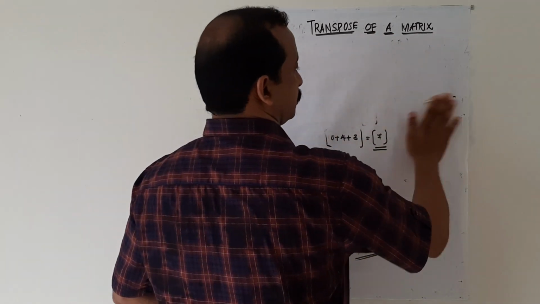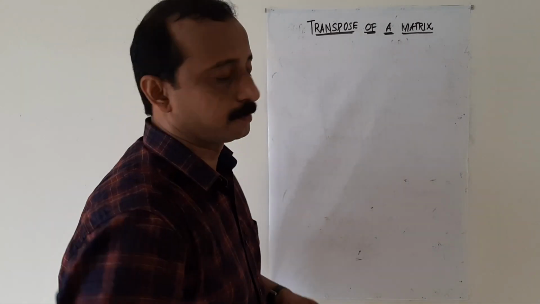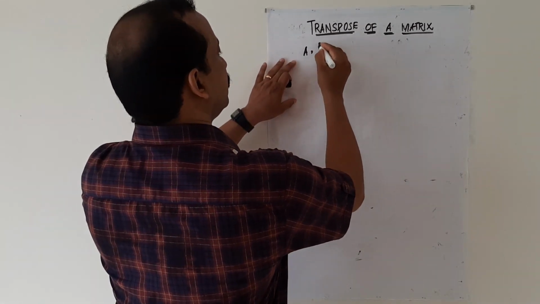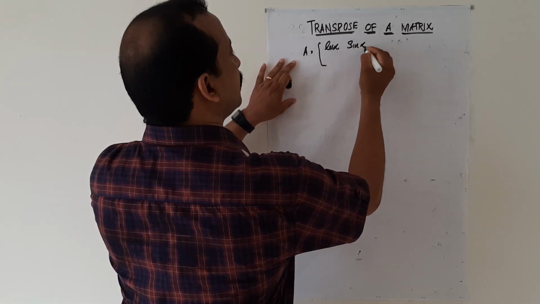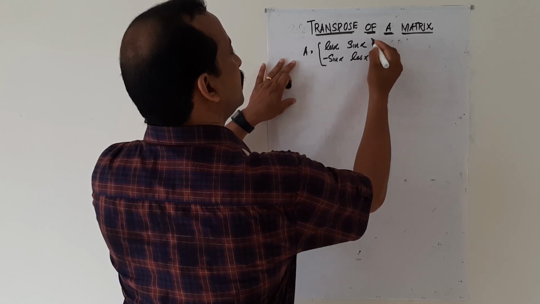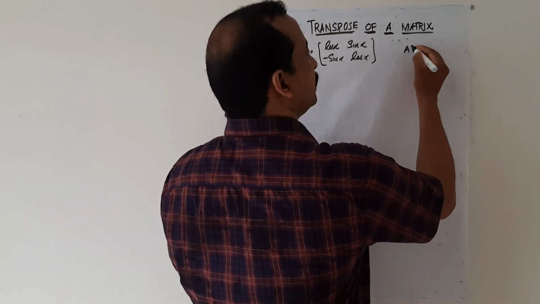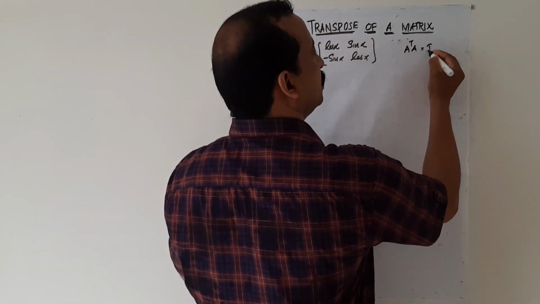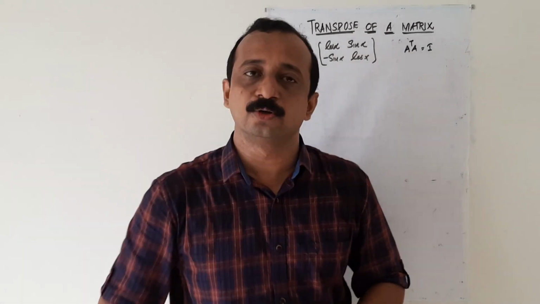Now we discuss one more question based on the transpose of a matrix. Suppose you take A is equal to the 2 by 2 matrix [cos alpha, sin alpha; minus sin alpha, cos alpha]. Verify A transpose into A is equal to I. Our question is verify A transpose into A is equal to I.